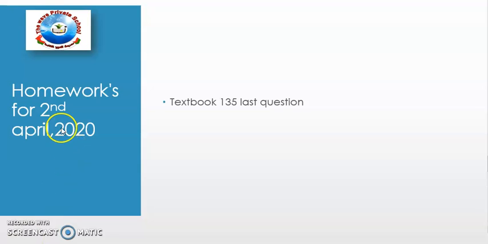So your homework for 2nd April 2020 is to do the textbook, page 135, last question. That is, do this again for 2 other days. What is the length of time between these 2 days? You have to mark a date on the calendar of your book, and another birthday, and another special day. Then you have to find the difference like I did for question number 1.